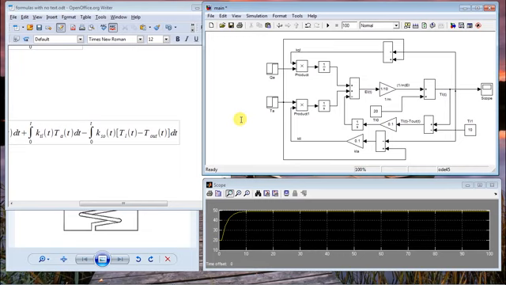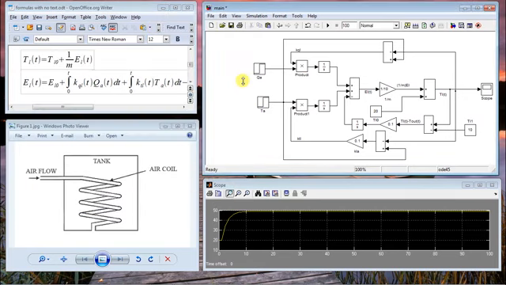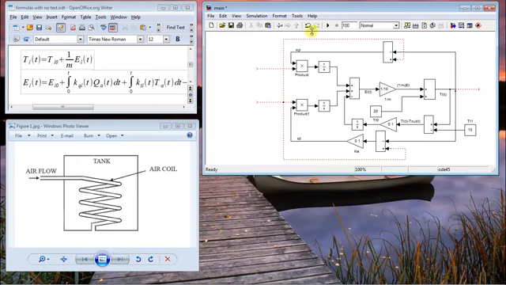Let's now build a controller for our system. In order to do this, we will have to add a controller over here and control these two variables, the airflow and the temperature. To do that, let's build a subsystem first. So I'm going to place this entire system as a subsystem.